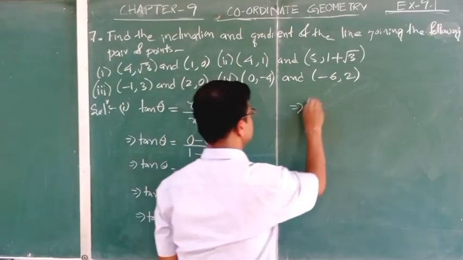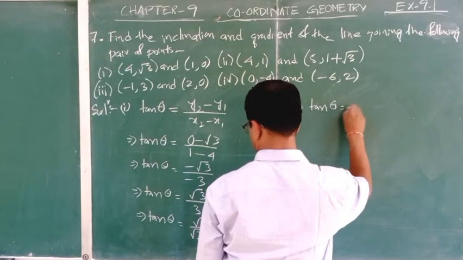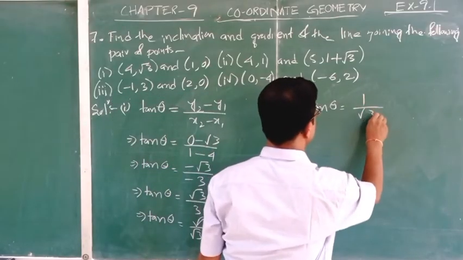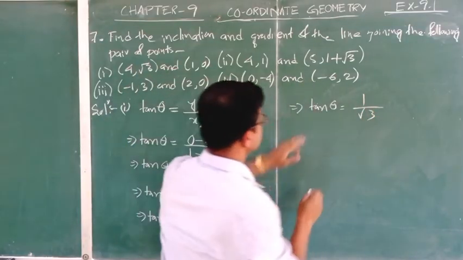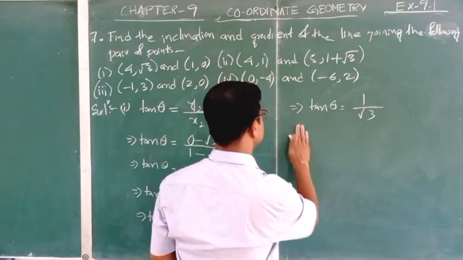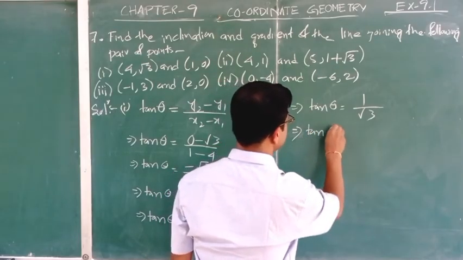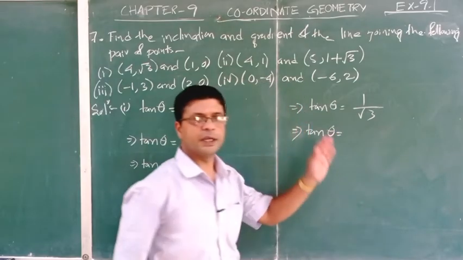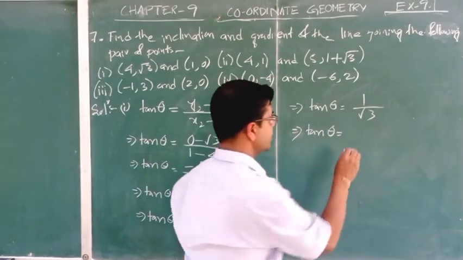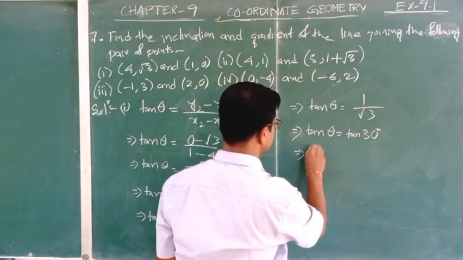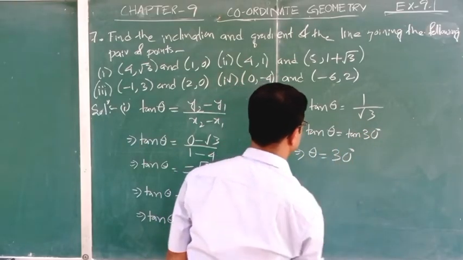So tan theta, that is gradient. If we simplify, we can cancel. This is 1 by root 3. So therefore we find the gradient is this. Let us write at the end, tan theta. Tan of which angle is 1 by root 3? Of course, tan of 30 degree. Let us remove tan from both sides. So theta equals 30 degree.